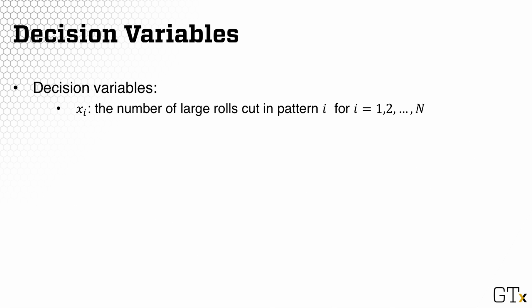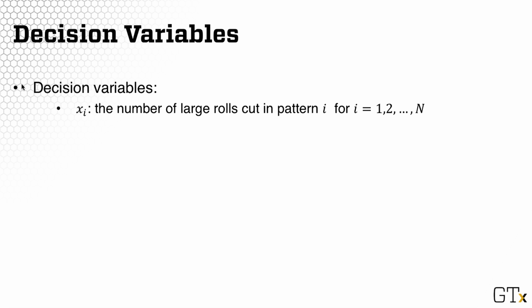So let's set up decision variables. What is the decision variable? Well, the decision variable is the number of large rolls cut in each pattern i. So I'm going to denote that by x_i. So x_i is the number of large rolls cut in pattern i. Remember, a pattern i means a way to cut one big roll. So the question is how many big rolls you're going to cut in a specific pattern. And you're going to aggregate them together to satisfy the total demand, right?